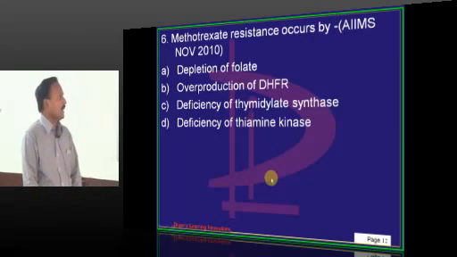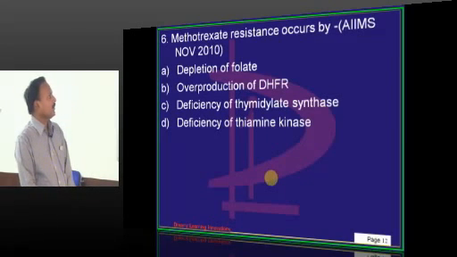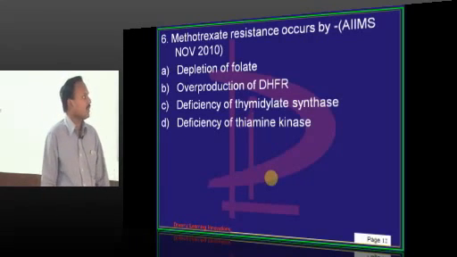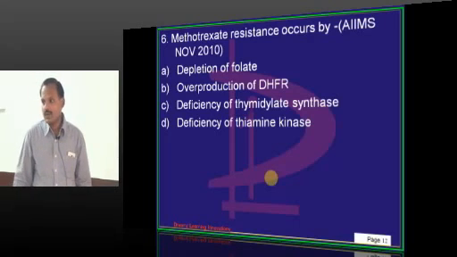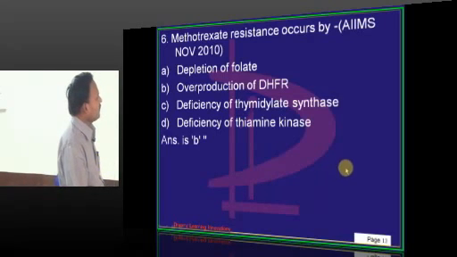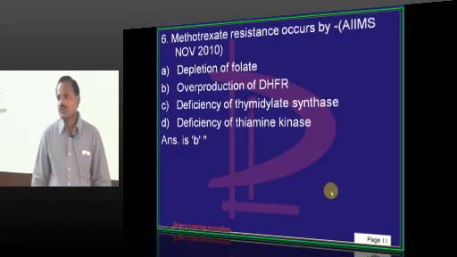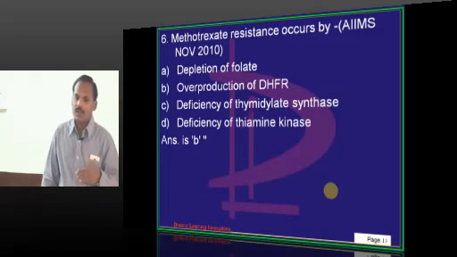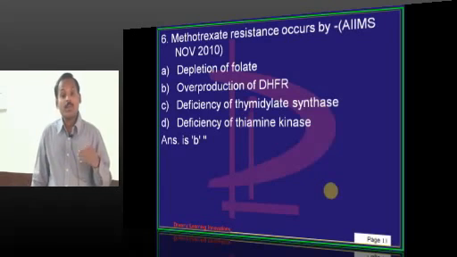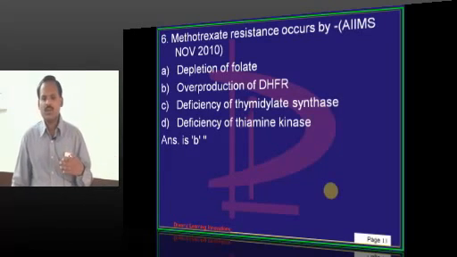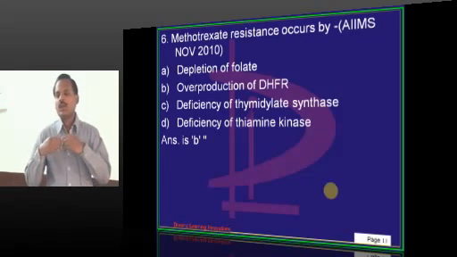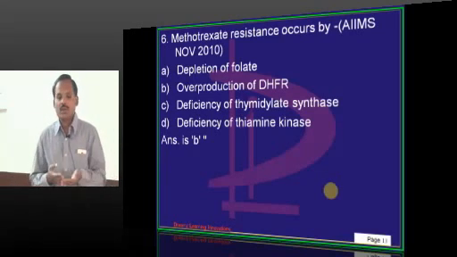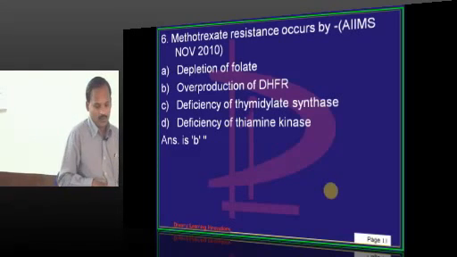Methotrexate resistance occurs by depletion of folate, overproduction of dihydrofolate reductase, deficiency of thymidylate synthase, deficiency of thymine kinase. What happens is, if you keep on giving methotrexate, the cells will start to produce more dihydrofolate reductase. Of course, there are many other mechanisms. The methotrexate resistance also occurs to some extent by alternate mechanisms by which the organism can still survive without folate. It can also pump out folic acid. So, many mechanisms are there, but the most important mechanism is that dihydrofolate reductase will be overexpressed. So, whatever methotrexate we are giving will not be able to inhibit all of the dihydrofolate reductase.